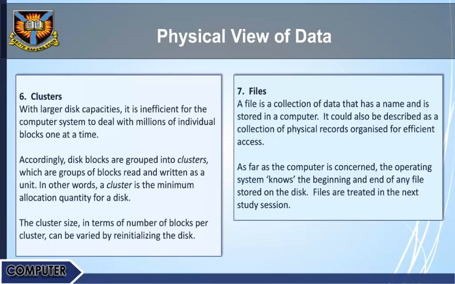7. Files. A file is a collection of data that has a name and is stored in a computer. It could also be described as a collection of physical records organized for efficient access. As far as a computer is concerned, the operating system knows the beginning and end of any file stored on a disk. Files are treated in the next study section.